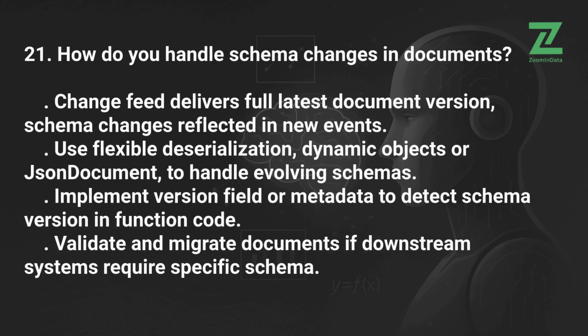21. How do you handle schema changes in documents? Change feed delivers the full latest document version. Schema changes are reflected in new events. Use flexible deserialization, dynamic objects or JSON document to handle evolving schemas. Implement a version field or metadata to detect schema version in function code. Validate and migrate documents if downstream systems require a specific schema.